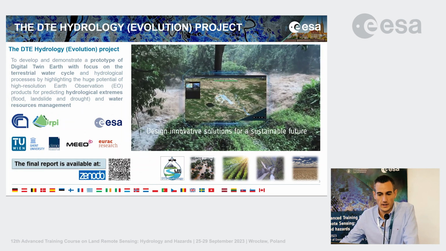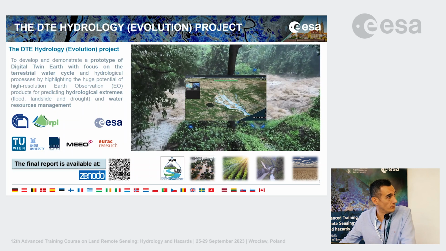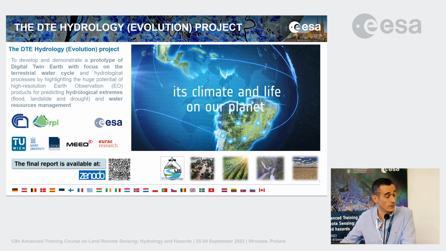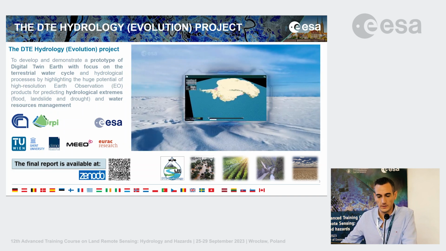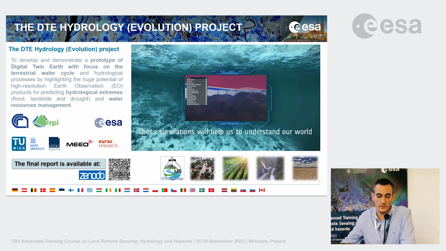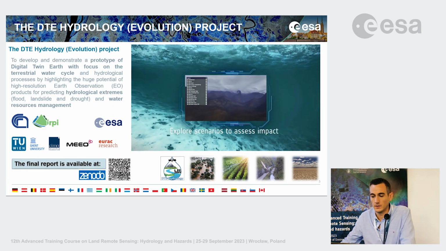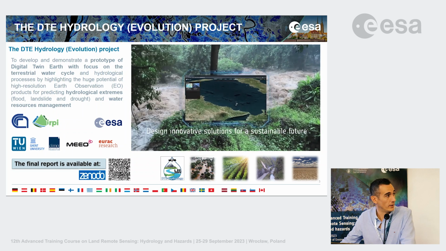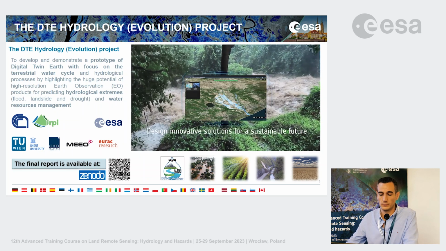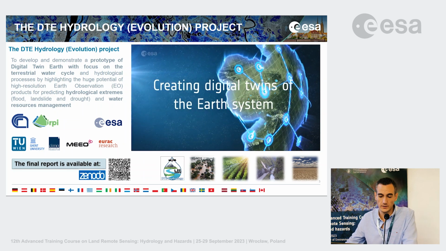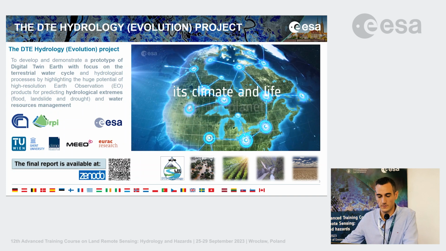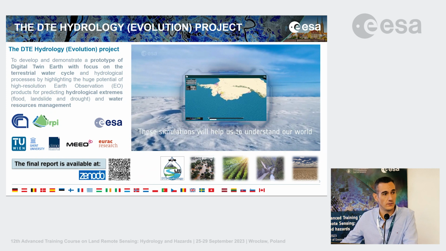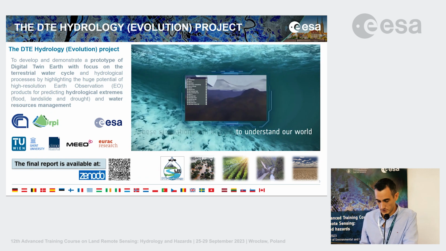Of course, they are ESA projects led by CNR-IRPI with several partners in the consortium. Of interest to you is that the project has recently come to an end, the evolution part also, and the final report is freely available. There is the QR code to be scanned if you are interested. However, the report in PDF is on Zenodo, so if you want more details on what you will see today in this lecture, you can just check it out.